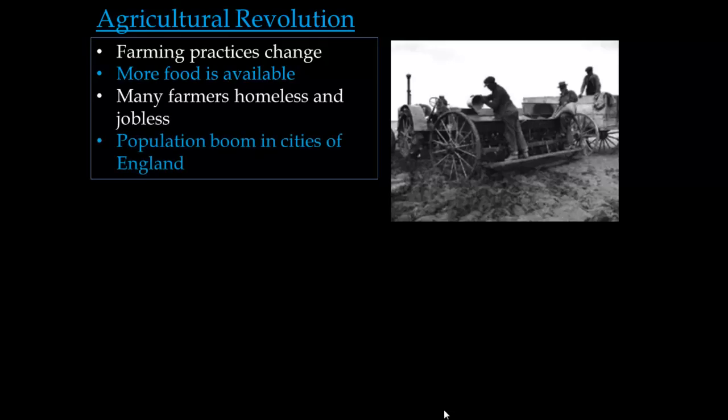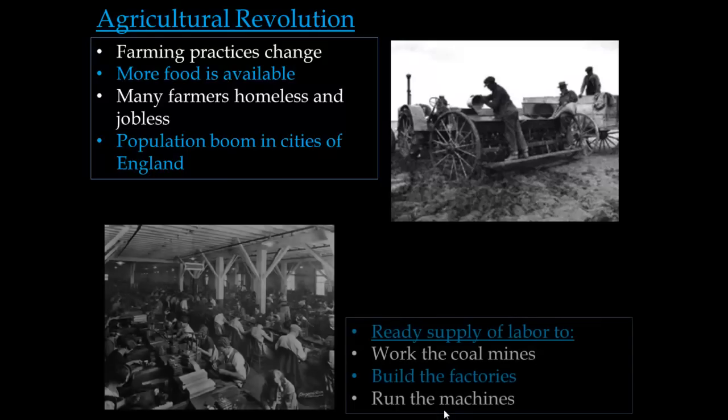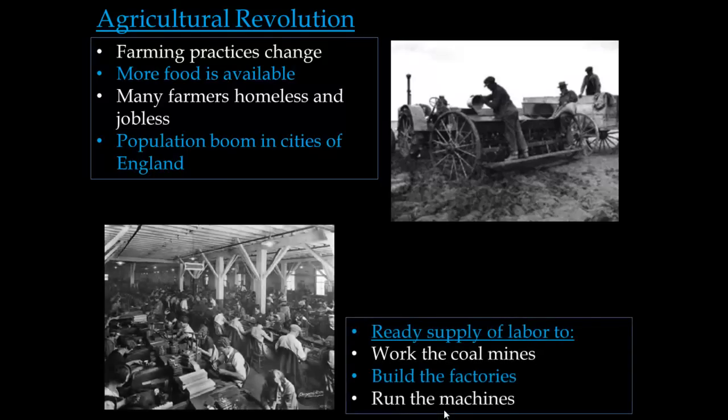And this is going to be the two reasons we see a population boom, because of the increase in food and the farmers who are going to begin migrating into the cities. So we see these cities start to grow. And what this produces is a ready supply of laborers, people who are going to be working the coal mines, building the factories, and then running the machines in the factories.